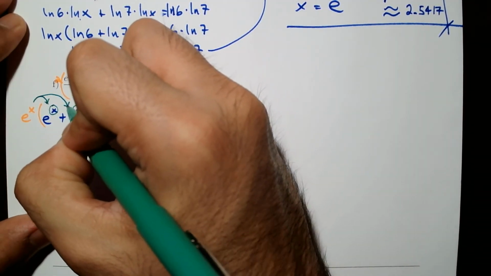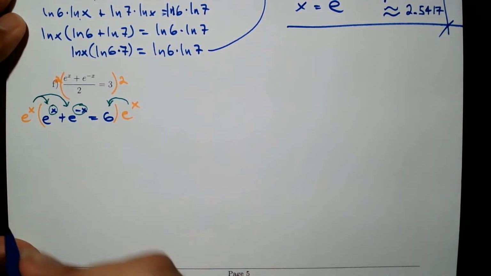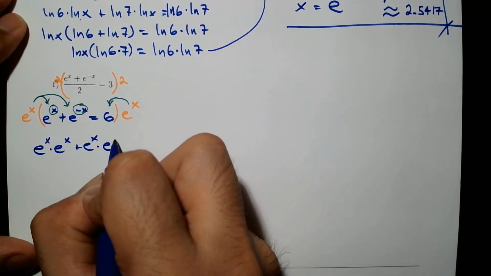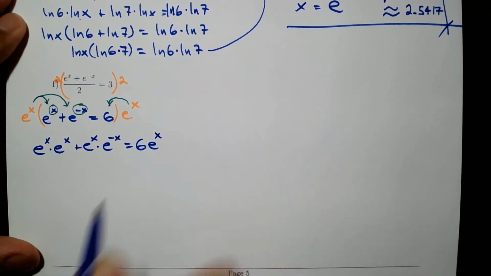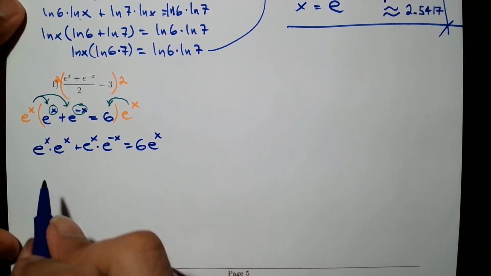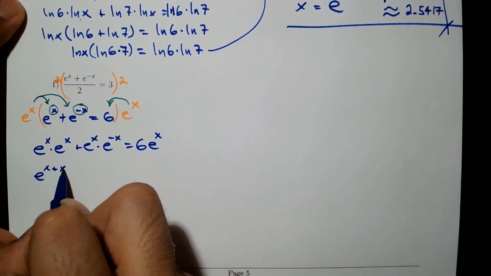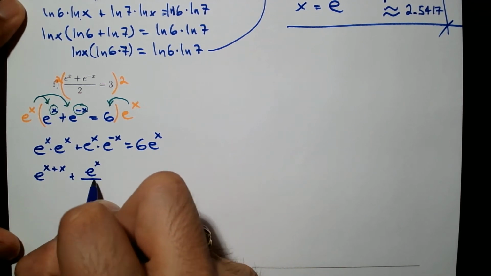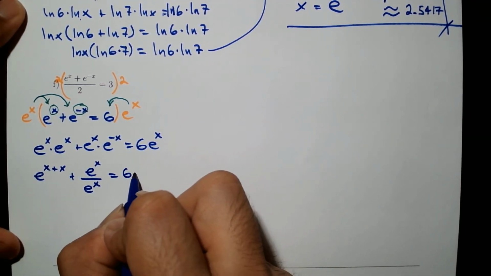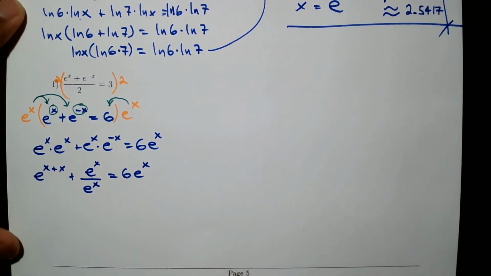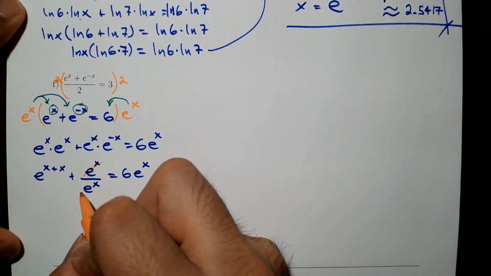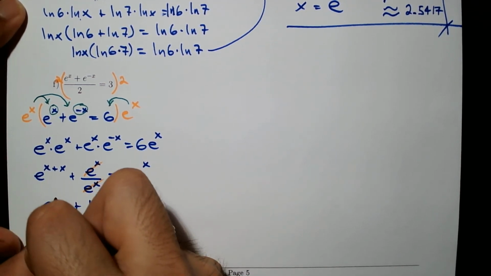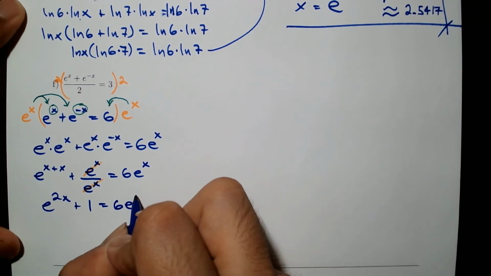So let's distribute. This will be e to the x times itself plus e to the x times e to the negative x equals 6 e to the x. By the laws of exponents, we have the same base, so e to the x plus x, we add the exponents, and here I can write this negative exponent, e to the negative x, in the denominator with positive exponent. All right, so over here, notice how we can divide these two out. This divides out to 1, and we can add these exponents to get e to the 2x, which equals 6e to the x.